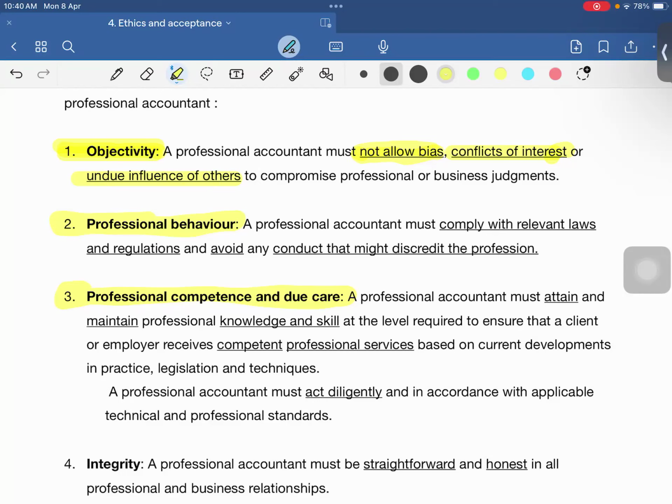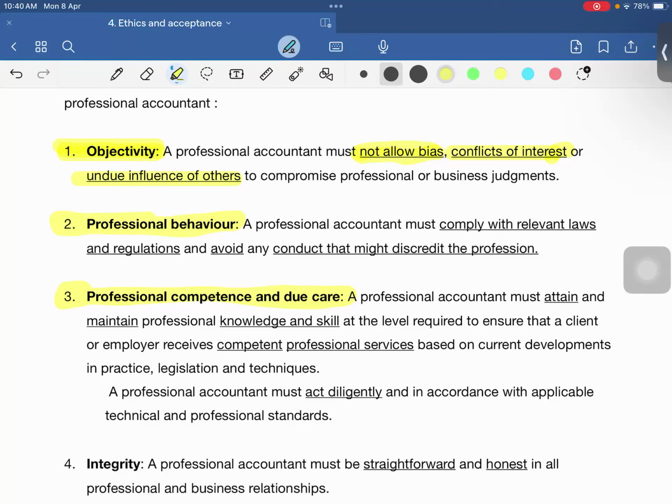Suppose a person, after being a member, is not looking into these things, that means he's not up to date. Then that would mean he's not professionally competent, or he's not advancing, or he's not paying due care to his existing profession, because he is not up to date. So he can't be matched with people who pass out now. Understood?